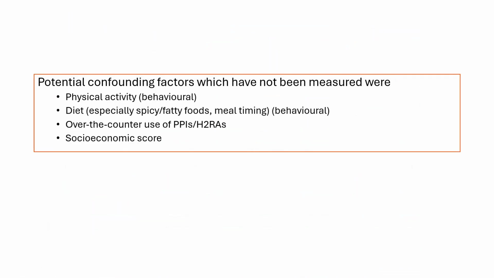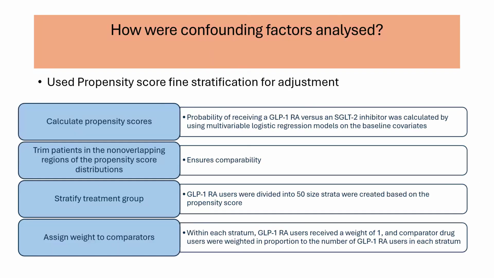Some of the potential confounding factors which have not been measured, which might play a role, are physical activity. Next is diet, especially whether they were taking spicy food or fatty food at meal times, and whether the patients have used any over-the-counter proton pump inhibitors or histamine receptor agonists. And the SES score was not captured. So next thing is, how are the confounding factors analyzed?